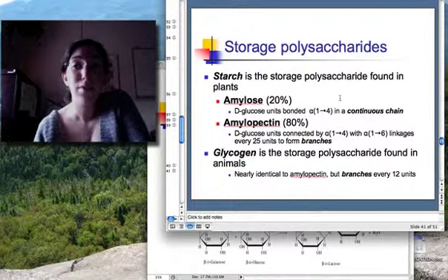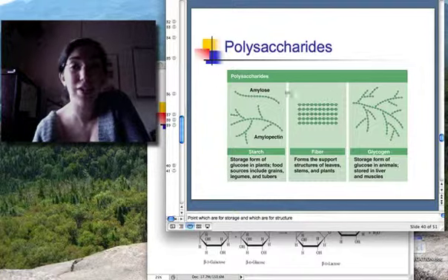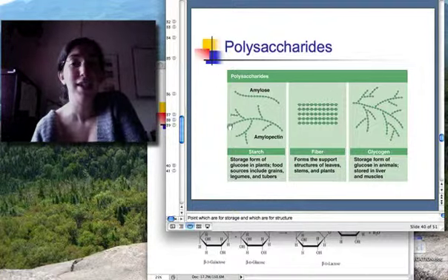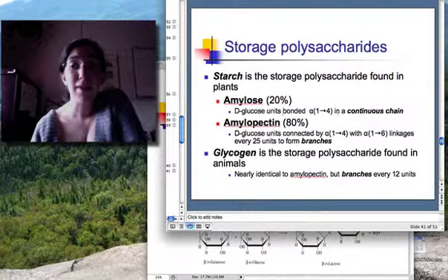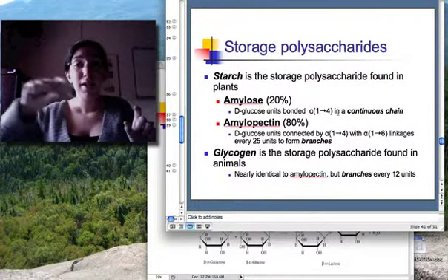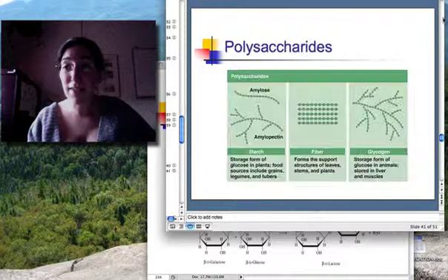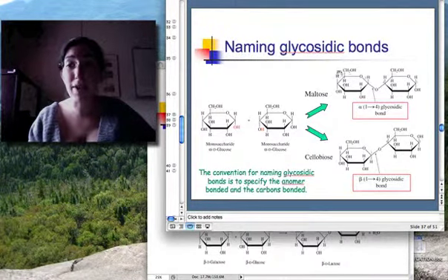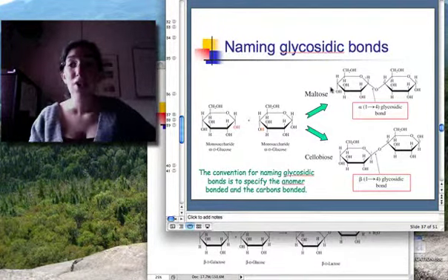So starch is the storage polysaccharide found in plants, and it comes in two forms, amylose and amylopectin. So let's go through this picture again. Amylose is a long, straight chain. Amylopectin is a long chain with branches coming off of it. So amylose is a bunch of glucose units that are bonded in an alpha 1,4 linkage, just like these maltose molecules. So here's an alpha 1,4 linkage. Long chains of this are amylose.